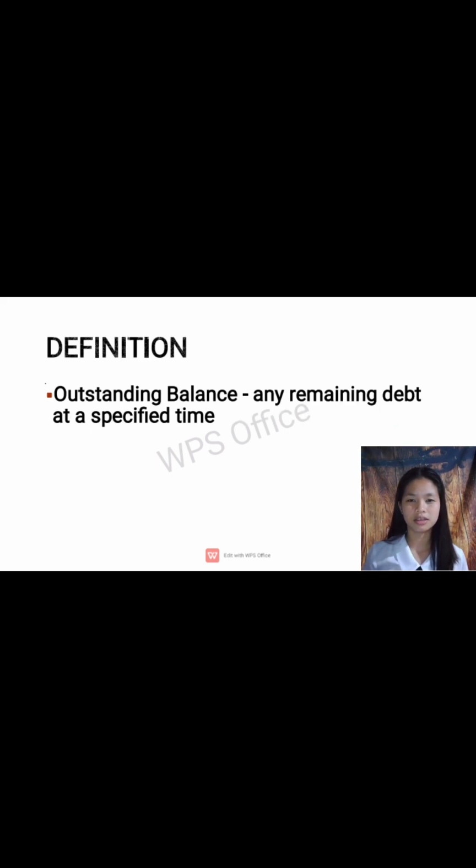And then the next one is outstanding balance. Any remaining debt at specified time. So ang kaning outstanding balance, mura ni siya og kanang remaining balance or remaining nga utang. Example, manghulam ka og 100, then nakabayad ka og 40. So 60 na lang nabilin. Ang katong 60 mao to siya ang outstanding balance.